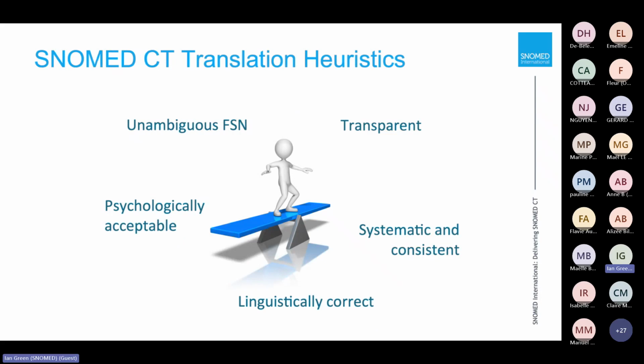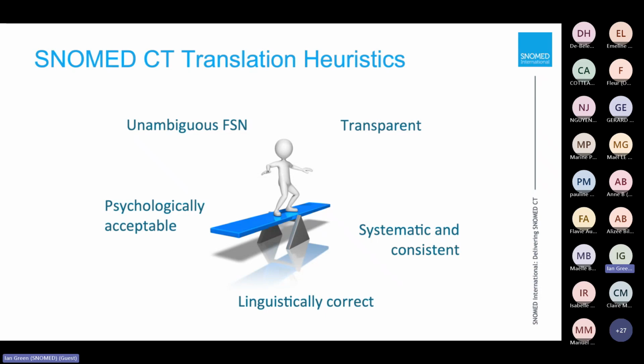So the heuristic that drives the translation process is, we have an unambiguous, fully specified name. Part of the reason we have a fully specified name, that thing with a semantic tag, is the terms themselves are completely unique. If you look at myocardial infarction (disorder), that doesn't occur anywhere else in the terminology. When you get into synonyms, that's different, and I'll give you some examples of why in a second.